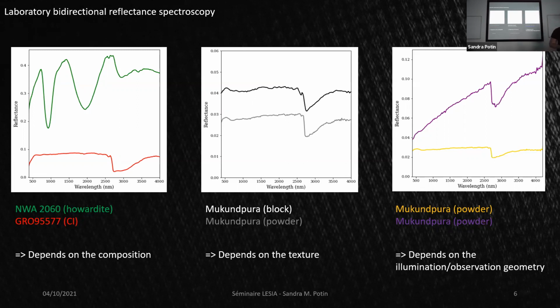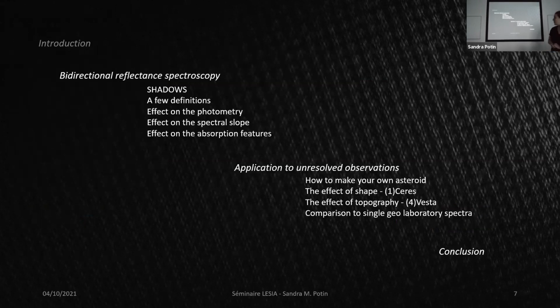It's how the geometry of illumination and observation acts on the reflectance spectra of these surfaces. So first, I'm going to start by presenting how the geometry impacts the reflectance spectroscopy measured in the laboratory, and then I will present an application to unresolved observation.